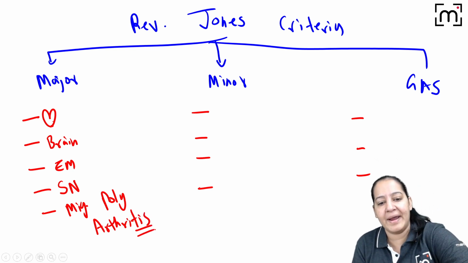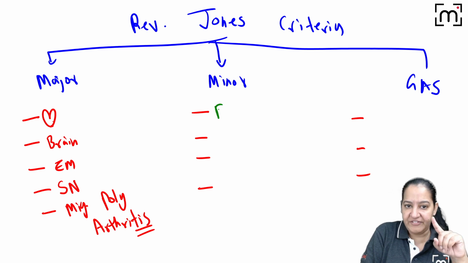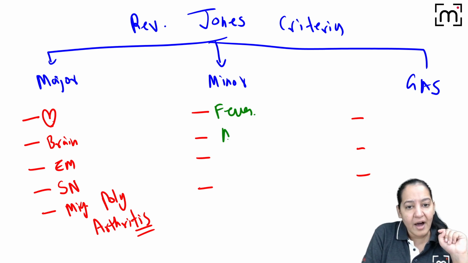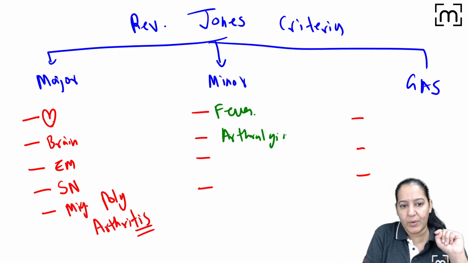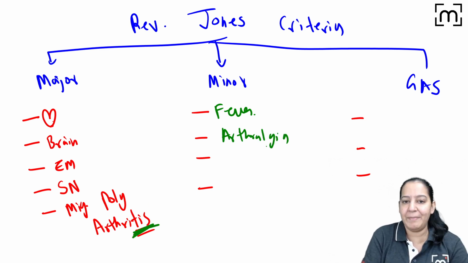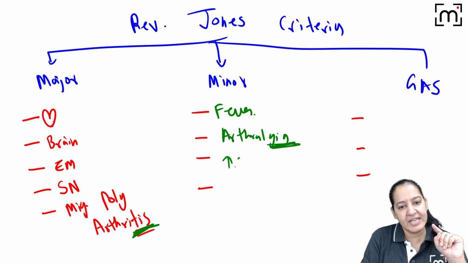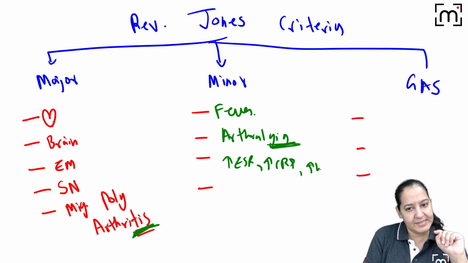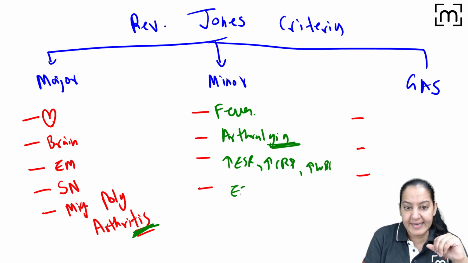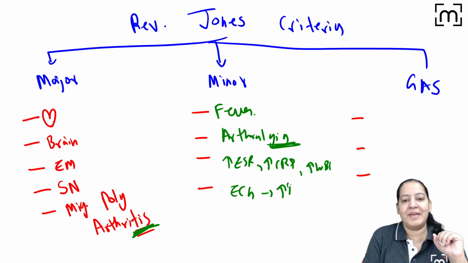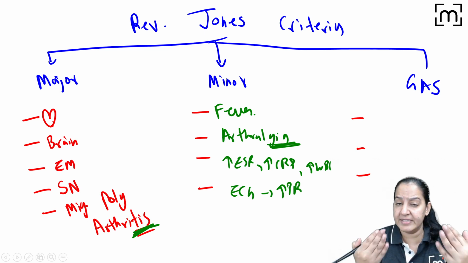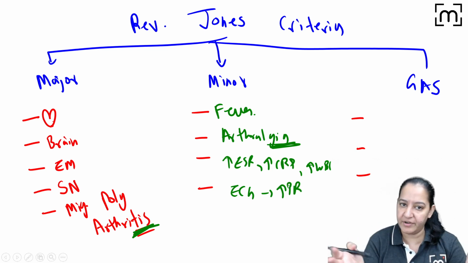Right. Now coming to the minor criteria. The first one is the fever. Second is arthralgia. Arthralgia is not arthritis. Arthritis was major; arthralgia is minor. The third one is raised ESR, raised CRP, and raised WBC. And fourth, on ECG, you will find a prolonged PR interval. But the recurrent history of rheumatic fever is removed in the revision.